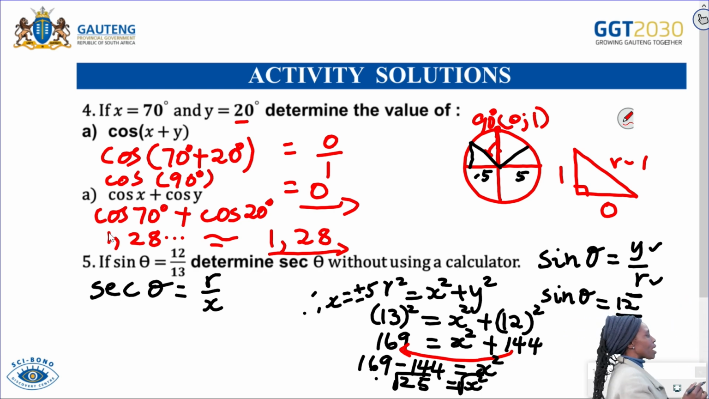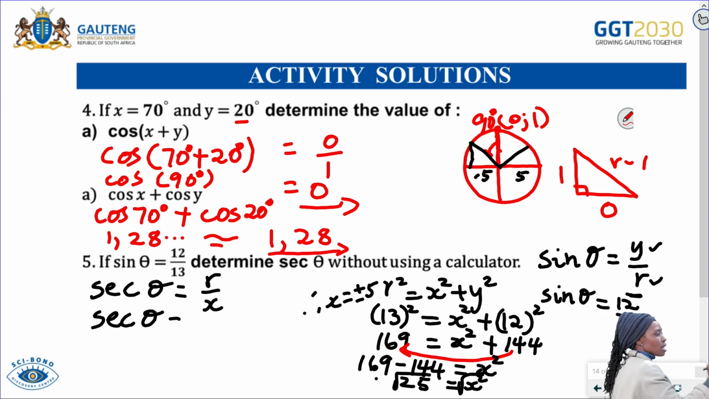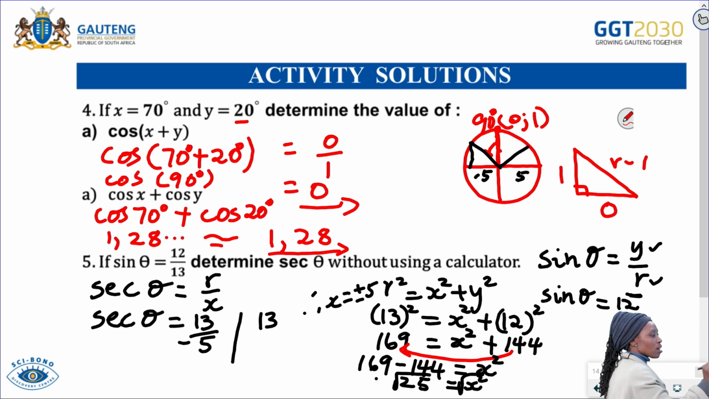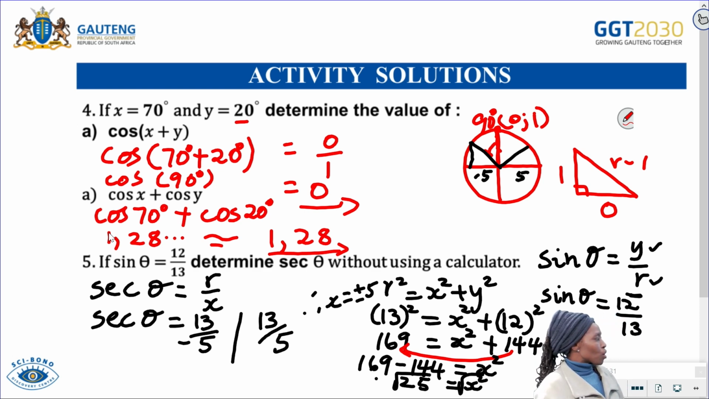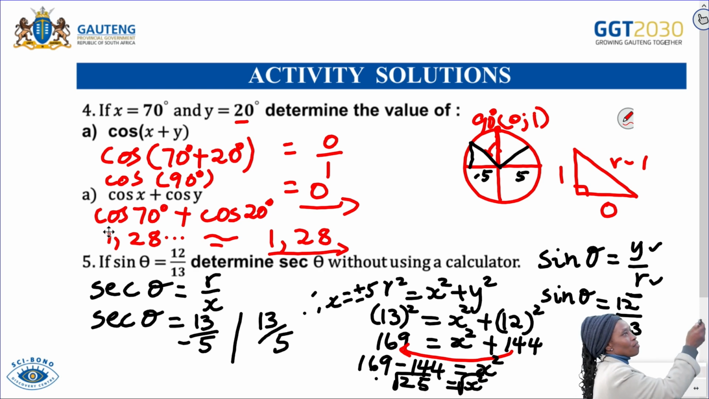My x, if I'm using the second quadrant, I can have two values here. My r is always positive. So my sec theta is going to be 13 over negative 5 if I'm using the second quadrant. If I'm using the first quadrant, I will have 13 over 5. That is my value for sec theta, because there's no restriction as to where theta is an angle of which values. So I am using either the first quadrant or the second quadrant. Why? Because my sine over there is positive, is not negative.